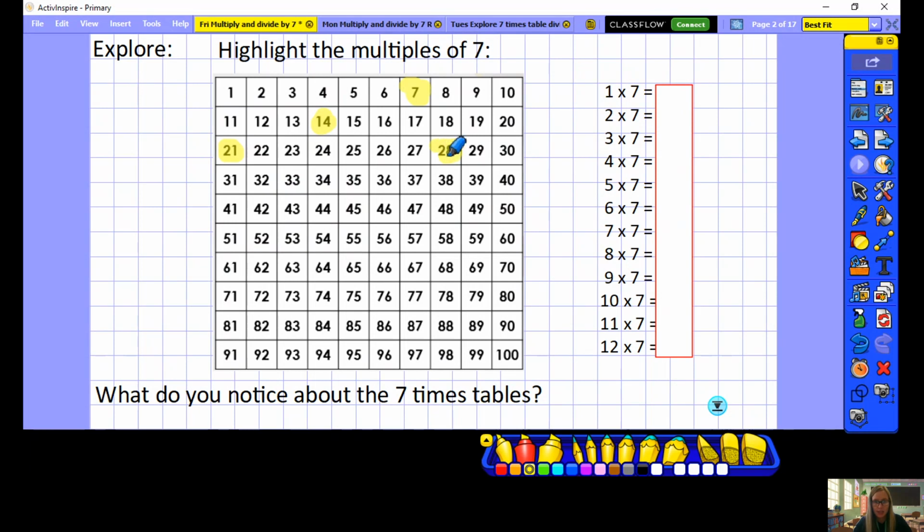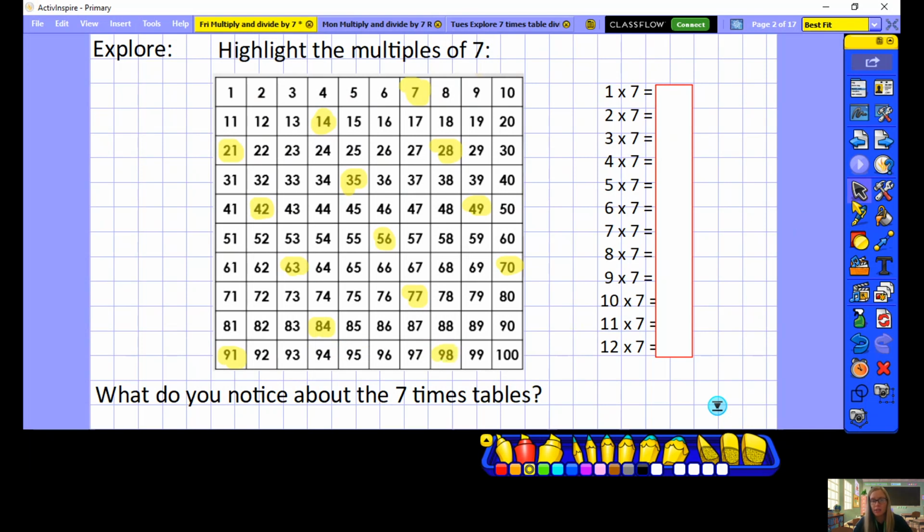So the next one would be 28. 7 more than 28 would be 35. 7 more than 35 would be 42. 7 more than 42 would be 49. 7 more than 49 is 56. 7 more than 56 would be 63. 7 more than 63 would be 70. 7 more than 70 would be 77. 7 more than 77 would be 84, and then 7 more than 84 would be 91, and then finally 98.